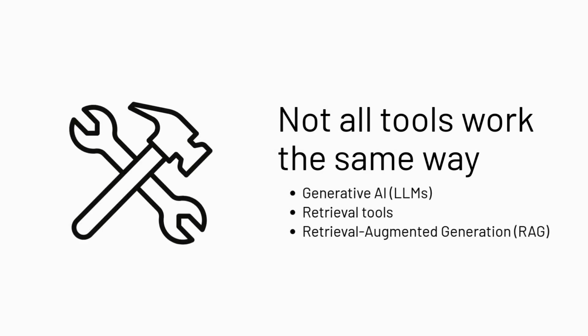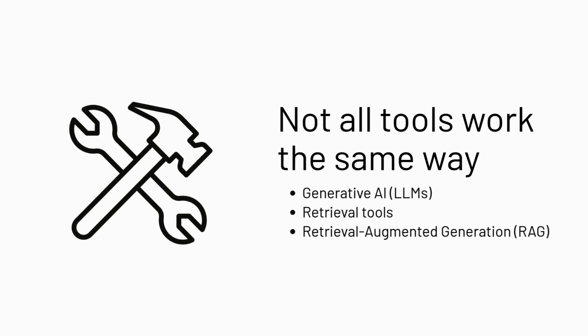To use AI purposefully, you need to distinguish between three kinds of tools. First, generative AI tools like ChatGPT, Gemini, or Claude. These tools generate text based on language patterns. They're good for brainstorming, drafting, explaining concepts, or rephrasing ideas. They are not designed to retrieve verified information.